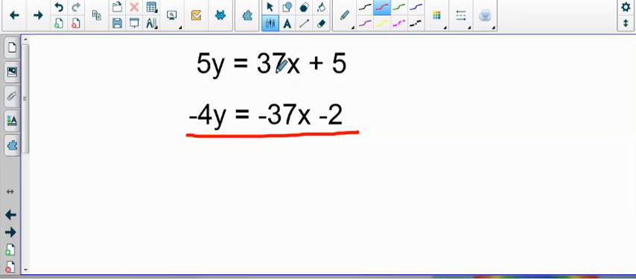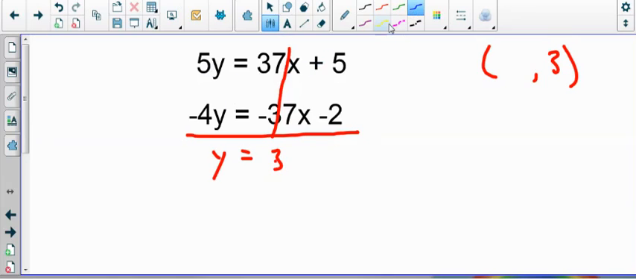The 37x minus 37x is just going to cancel each other out because that's going to be 0x, or just 0. 5y minus 4y is just y. And then 5 minus 2 is 3. So we already know that y is 3 where those two lines cross. The point where those two lines cross, y is equal to 3. Now we need to figure out what the x is.